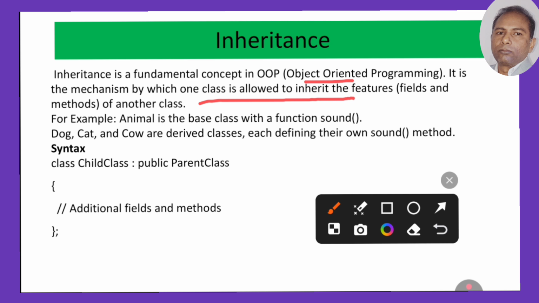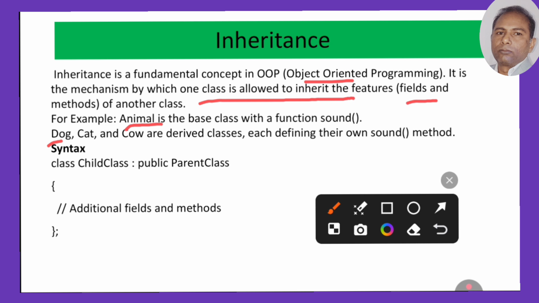For example, we have one class, the animal class. Then we can derive from the animal class and make other classes, that is dog class, cat class, or cow class. So like this, we are inheriting some features of the animal class into the dog, cat, and cow classes. Here, features means data members and functions.